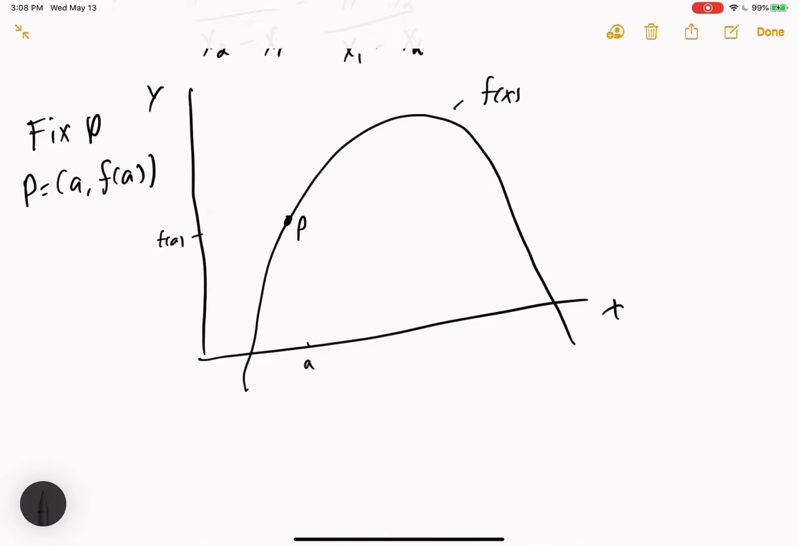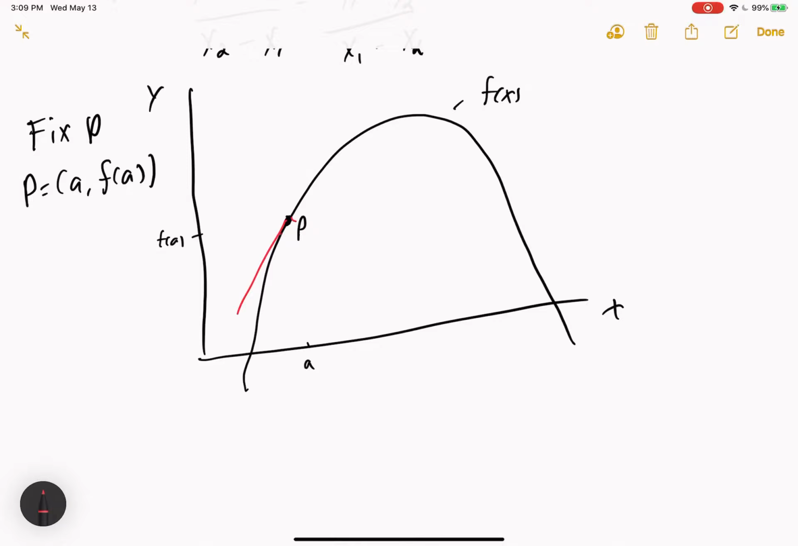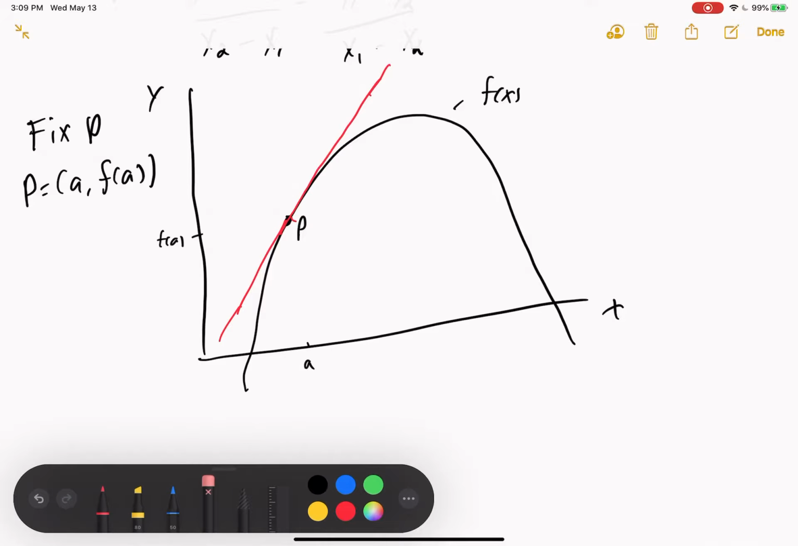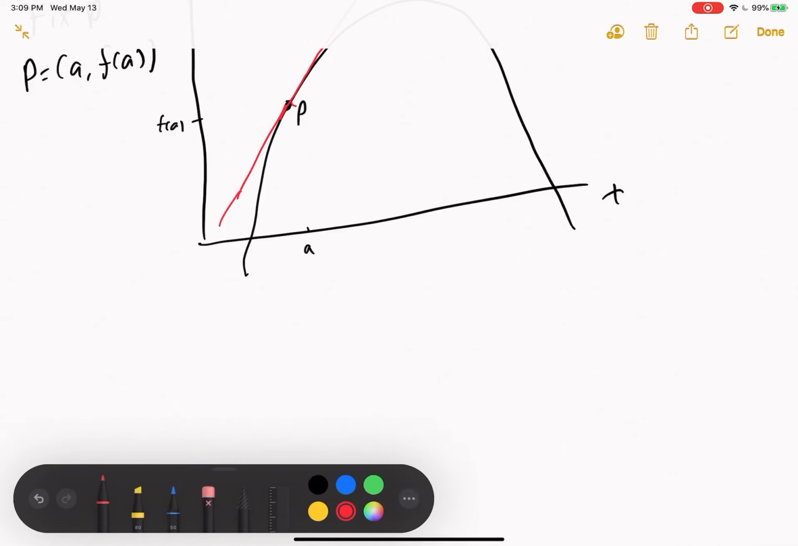And the thing that we want to find is this tangent line. You want to know how we can define that. So this is where we have to use secant lines. Apologize.